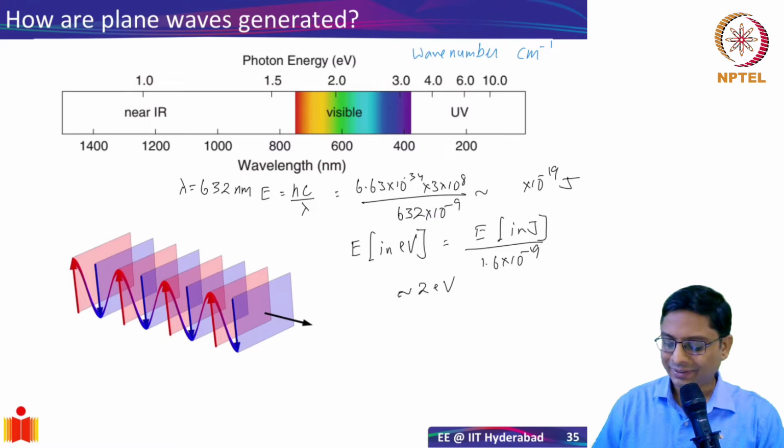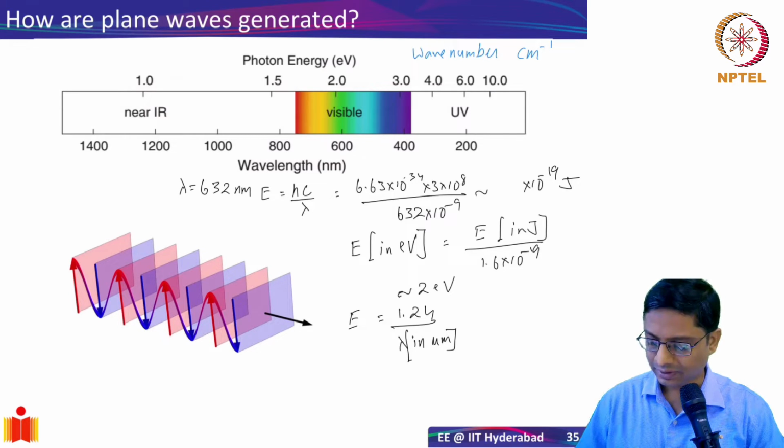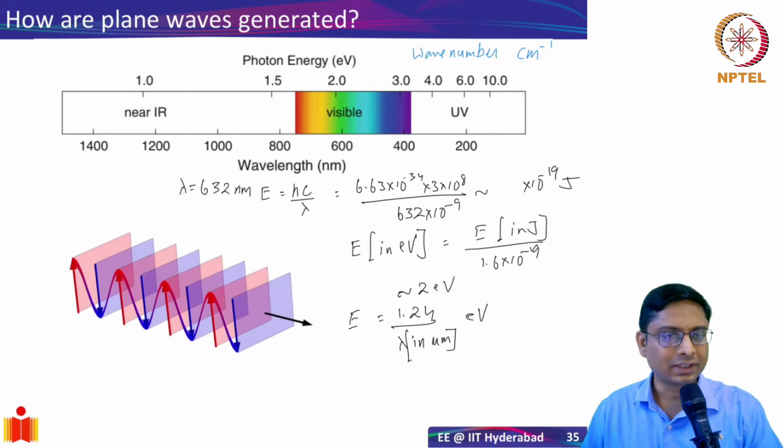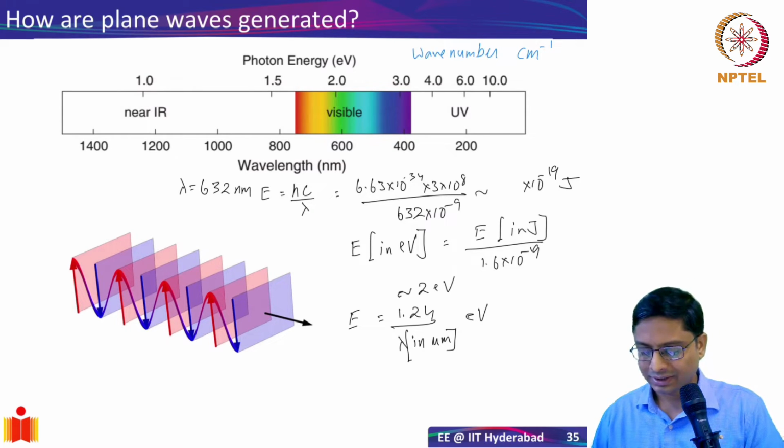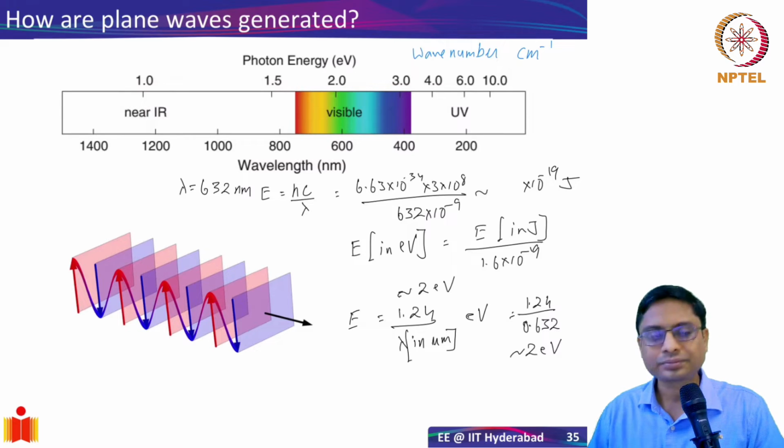The reason I know this is there is a very simple formula that we all usually remember. This is 1.24 divided by lambda in micrometers. Okay. If you want energy in eV, take the wavelength in micrometers and divide 1.24 by that wavelength. So in this case, this would be 1.24 divided by 0.632 microns, and that will be roughly about 2 eV.